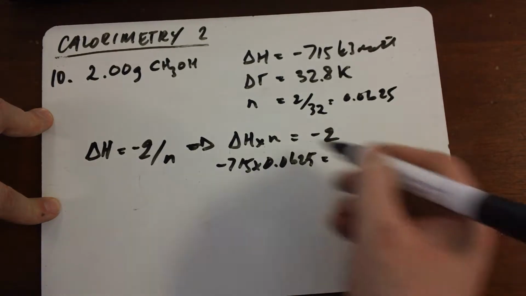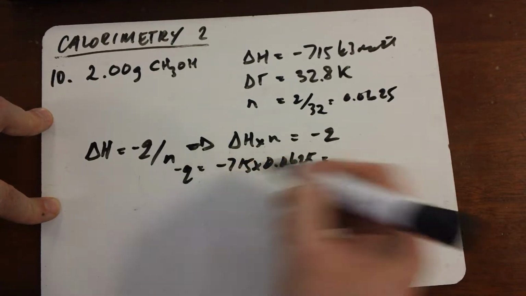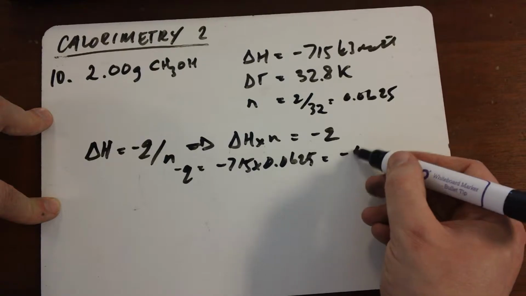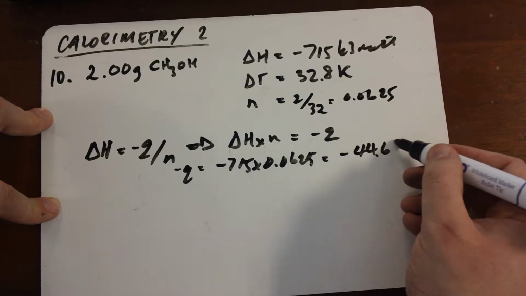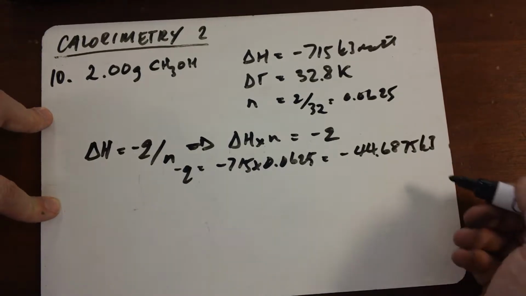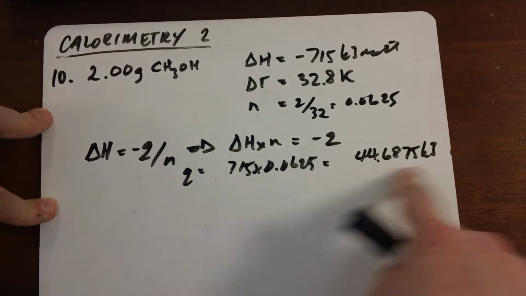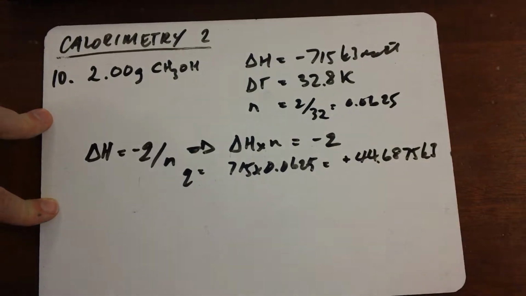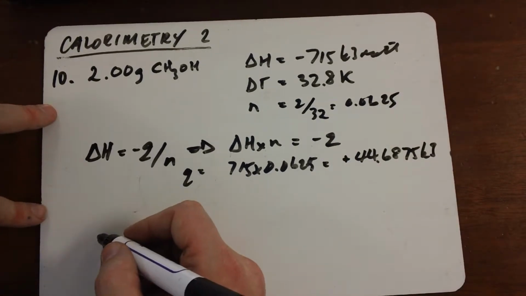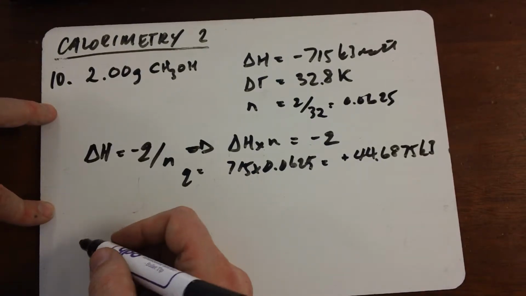0.0625, we find out that negative Q is equal to negative 44.6875 kilojoules. Now, obviously, if we then get rid of the negatives, Q is going to be equal to this value here.